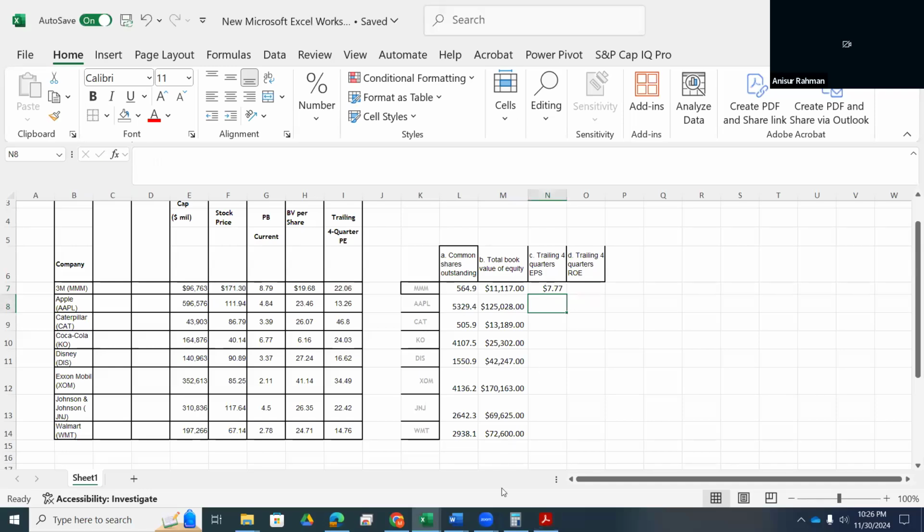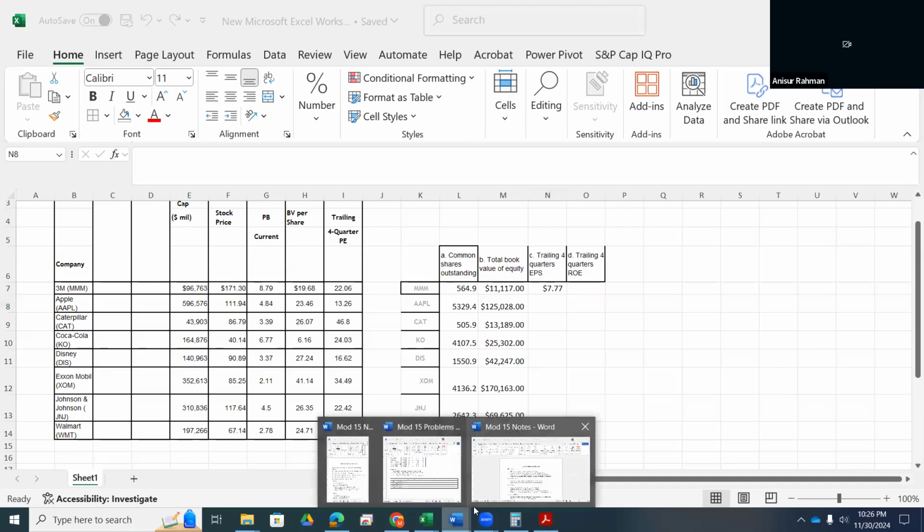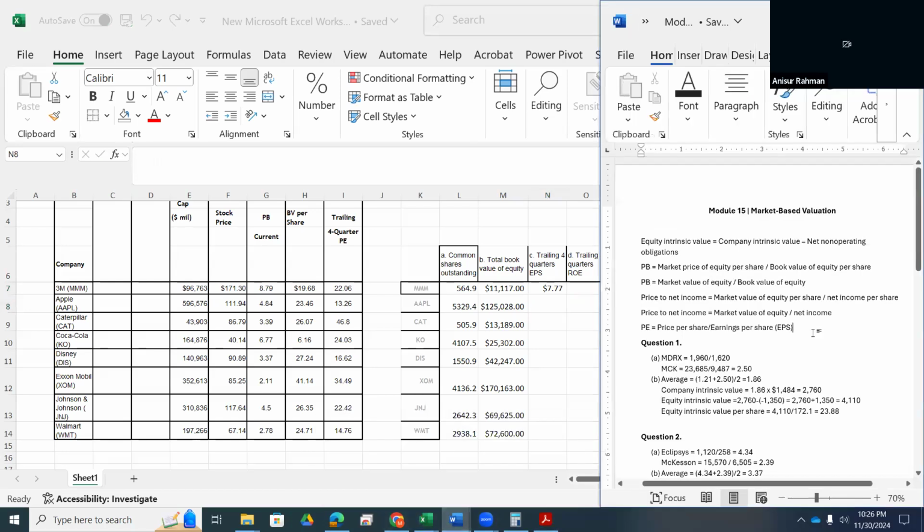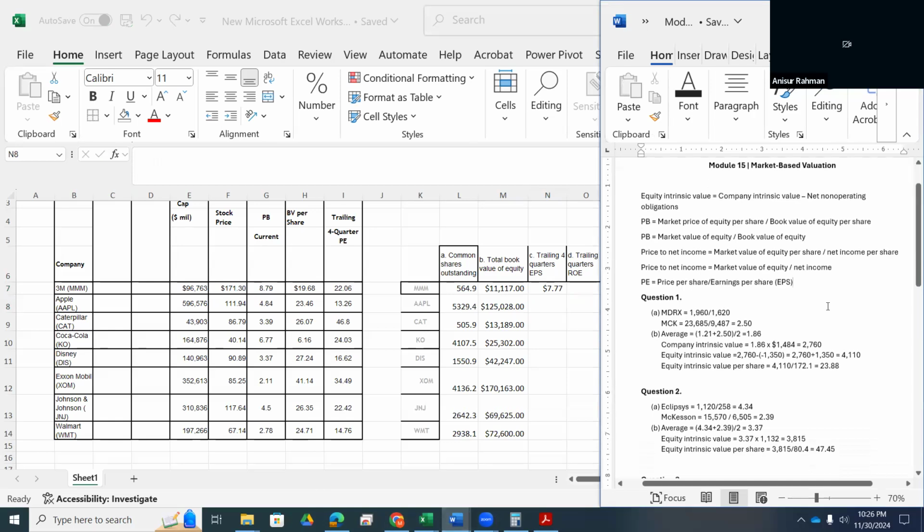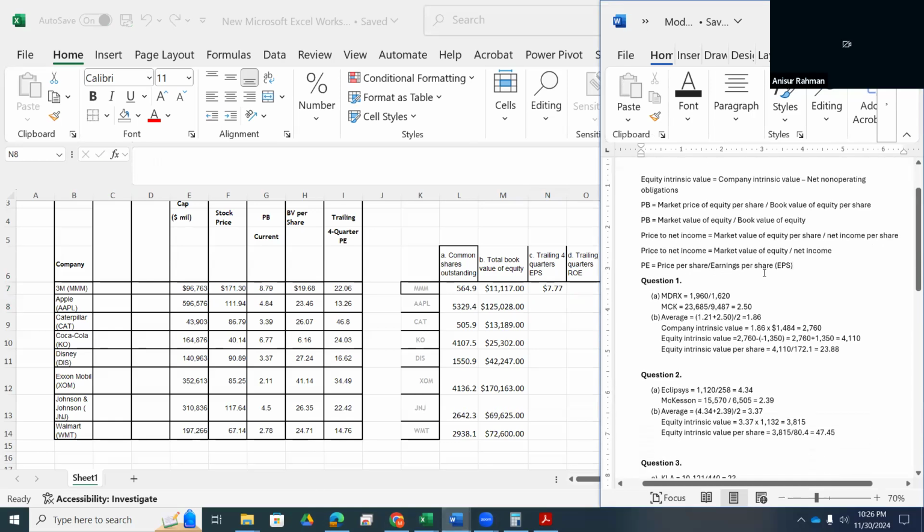Okay. So again, why does this work? You have price per share divided by earnings per share. You have EPS in the denominator. And then when you take price and divide by this ratio, what happens is price cancel each other, and then you are left with earnings per share in the numerator.